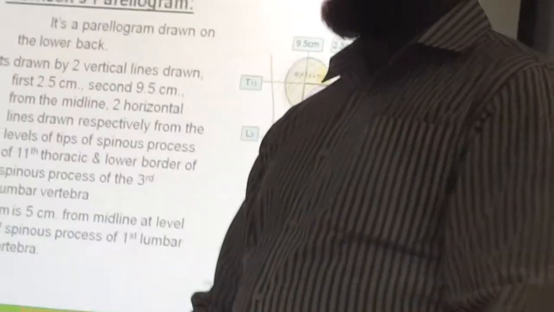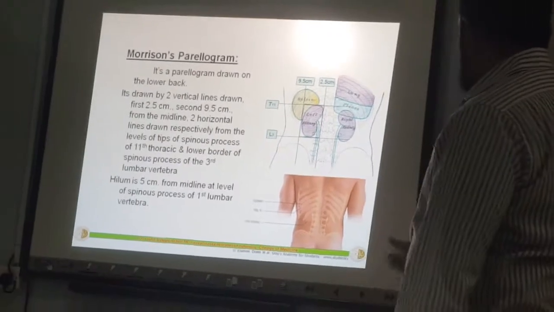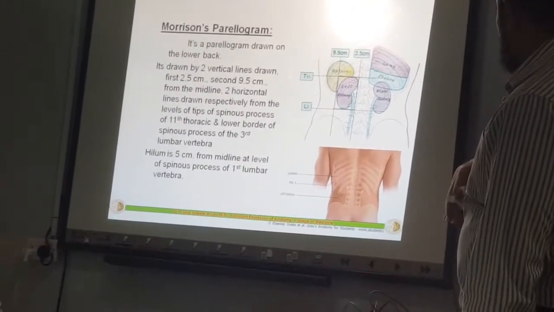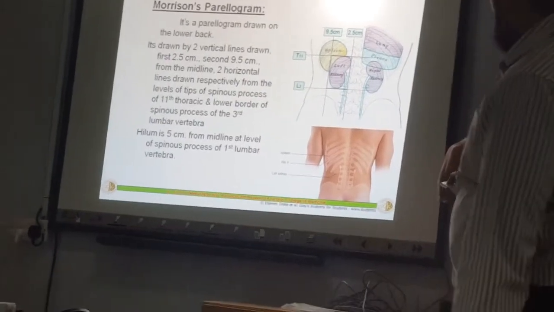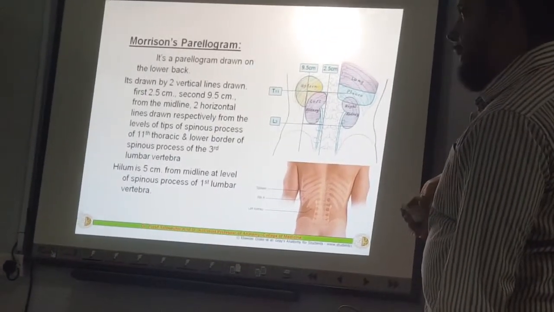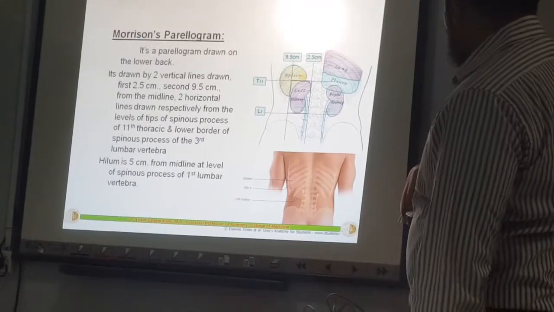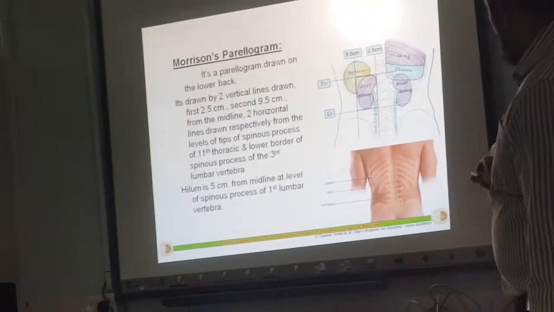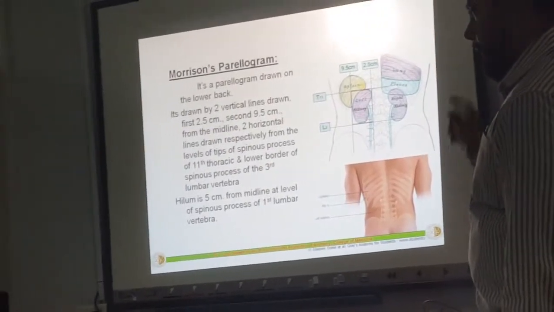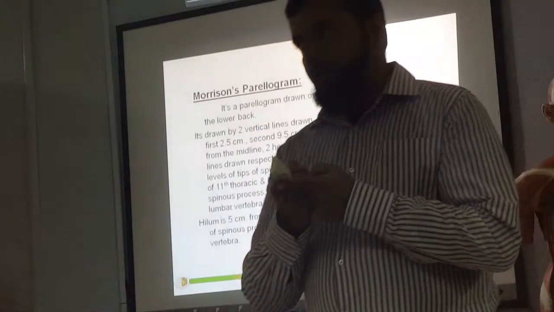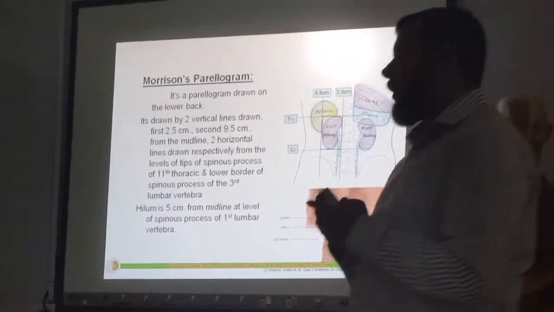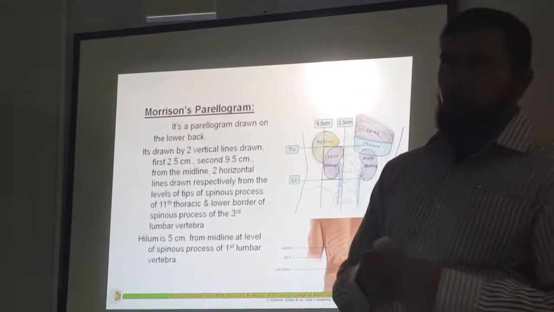Then you put two horizontal lines. One is at the T11 vertebra, and the second one is at the L3 vertebra. If you put this, you get a parallelogram, like a box. Within this is the kidney. So this is called the Morrison's parallelogram.